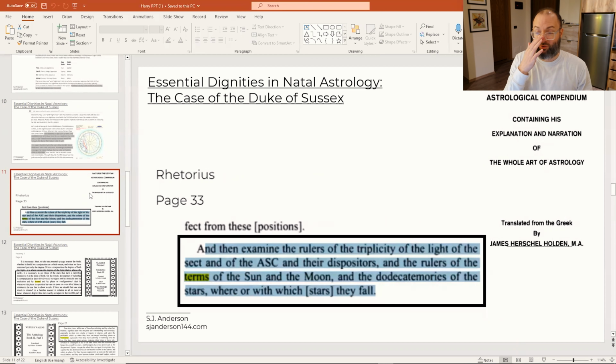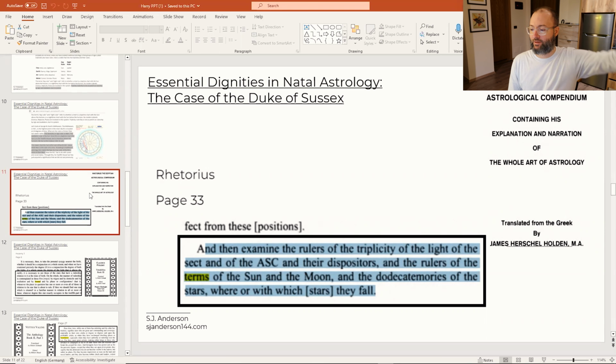I'm going to give you a few more quotes here from the ancient texts to just show you that this was how the astrology was done all the way back when it was developed. It was not just looking at the domicile lord. These astrologers looked at all of the forms of rulership. So here's Rhetorius the Egyptian. This is from the Holden translation, page 33.